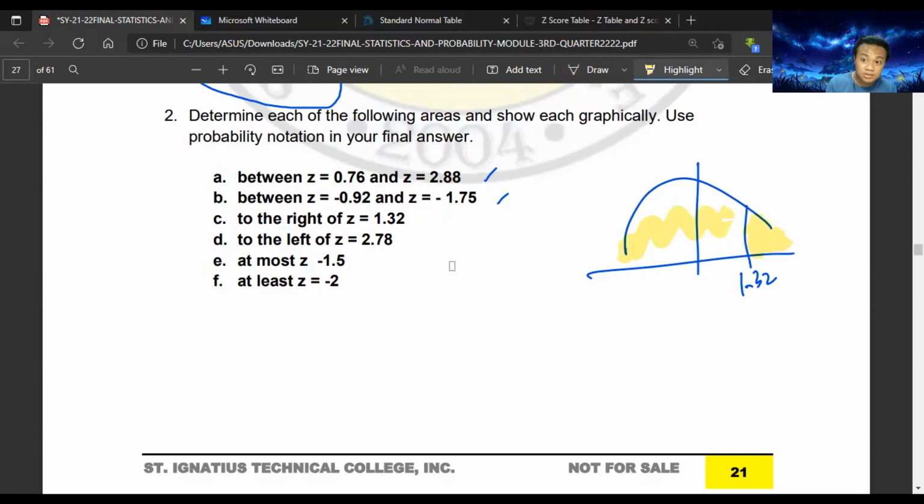If it says at most, what is at most? At most, that is less than, right? Then at least is greater than, right? This is less than, and this is greater than. Okay? So that's how I give you a clue.